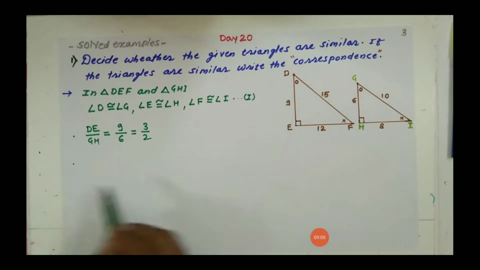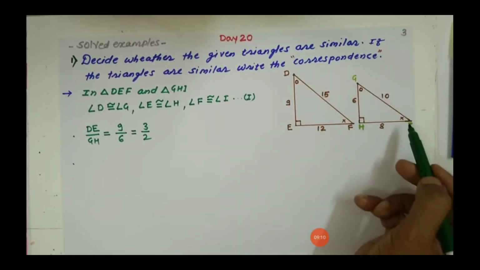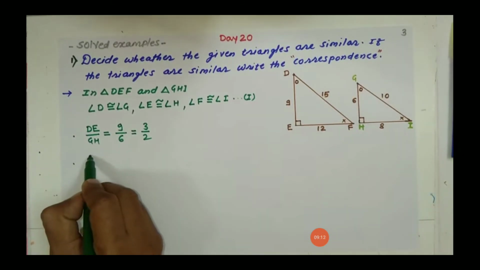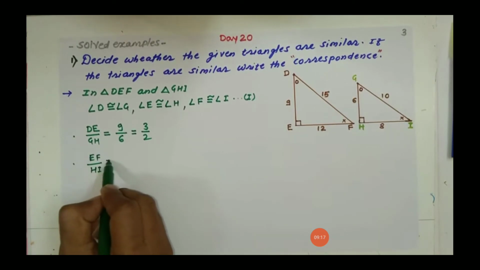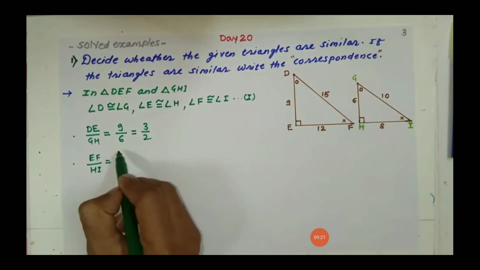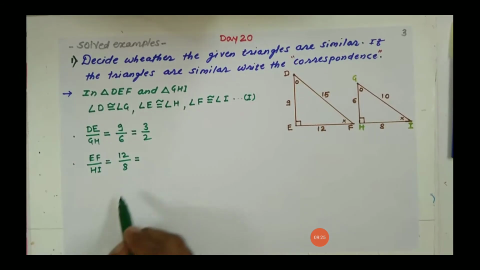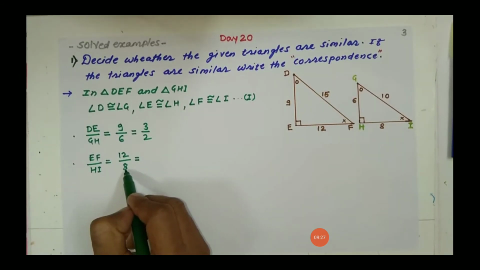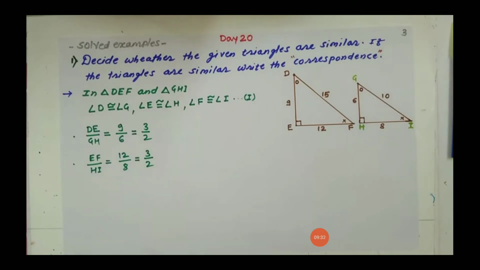Then second, I will take EF upon HI. So write EF upon HI. Now again I have to write the measurements. What is that? 12 upon 8. So 12 upon 8 is equal to, again you should divide by 4. 4 2s are 8 and 4 3s are 12. So I got 3 by 2 again.